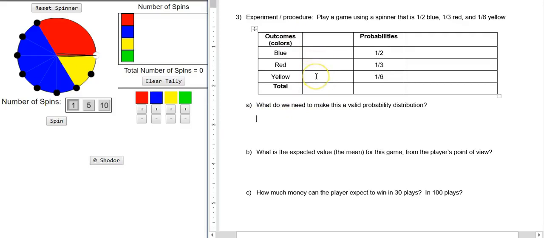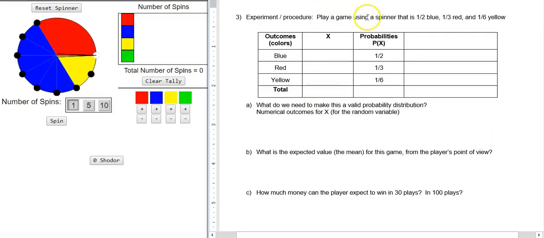But if we want to make this a valid probability distribution, we need to fill in some kind of numerical values for the outcomes. What we're going to do if we want to treat this as a game is that we're going to say that depending on which one of these outcomes you get, that you're going to win a certain amount of money. Let's say that for the blue you would win $1, and that for the red you'd win $4, and for the yellow that you would win $7. Now we've got some numerical values that we can put in for our X. Now how we put these in depends on whose point of view we're looking at this from. Right now we're going to look at this from the player's point of view.